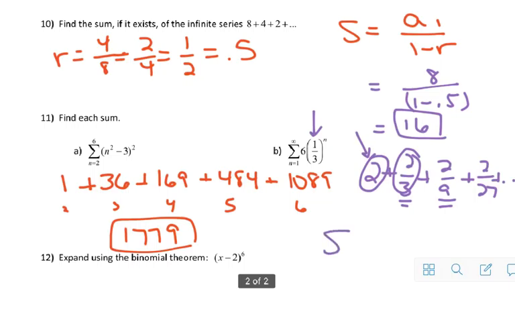So I can find the sum by doing the first term divided by 1 minus the common ratio. I would put this in parentheses. I would not change 1/3 to a decimal because it's a repeating decimal. So I would just type in 2 divided by parentheses 1 minus 1/3, and it'll tell me the answer is 3.